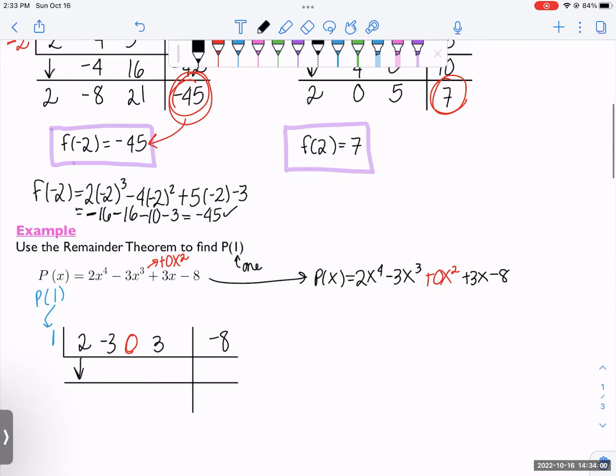All right, pull the 2 down. 2 times 1 is 2. Negative 3 plus 2 is negative 1. Negative 1 times 1 is negative 1. 0 minus 1 is negative 1. Negative 1 times 1 is negative 1. 3 minus 1 is 2. 2 times 1 is 2. Negative 8 plus 2 is negative 6. So P of 1 is negative 6.